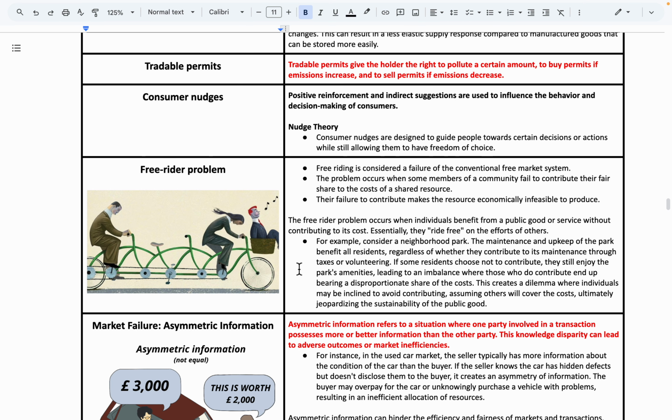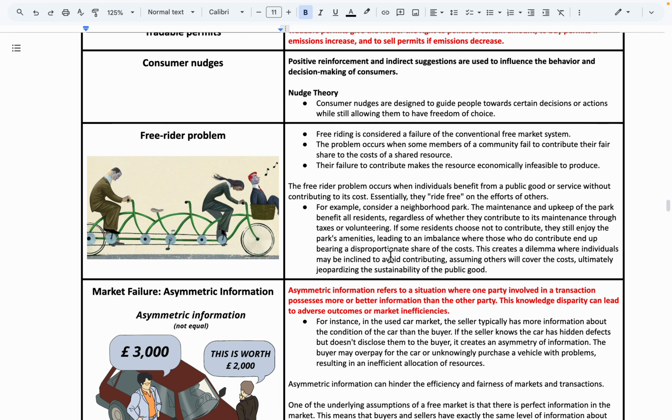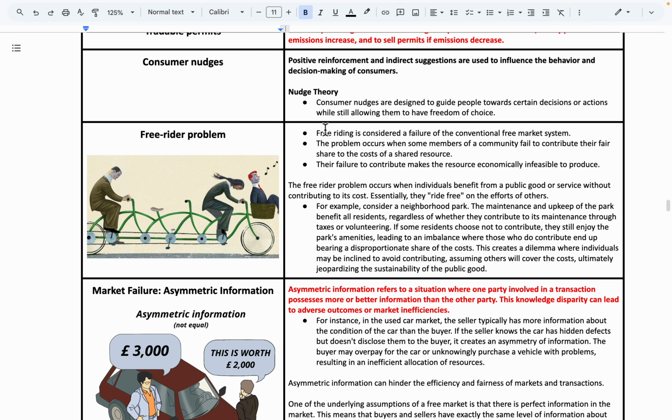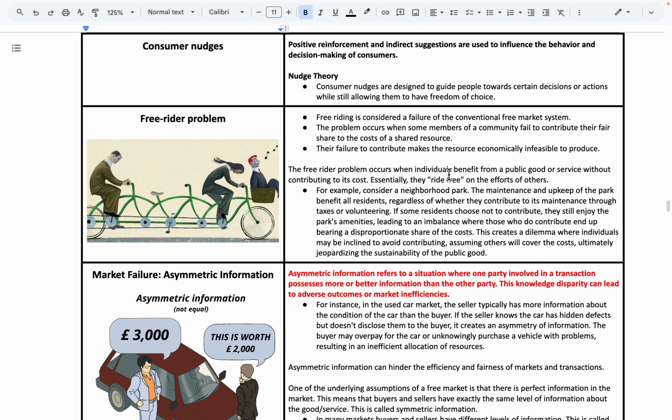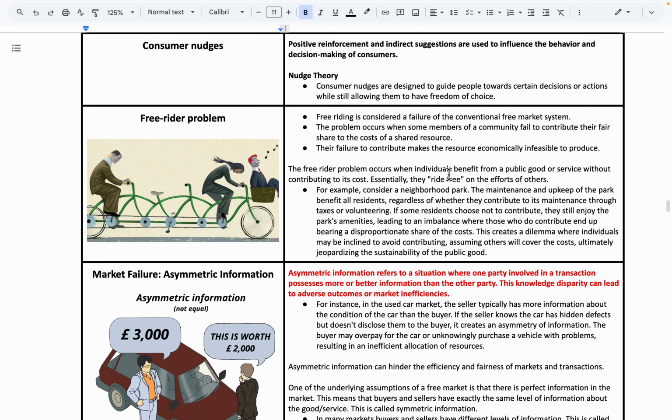Okay, now we have consumer nudges. So this is where positive reinforcement and indirect suggestions are used to influence the behavior and decision-making of consumers. So this kind of dips into nudge theory, where consumer nudges are designed to guide people towards certain decisions or actions while still allowing them to have freedom of choice.